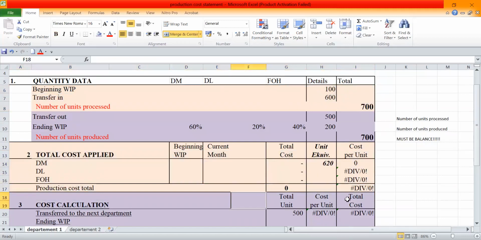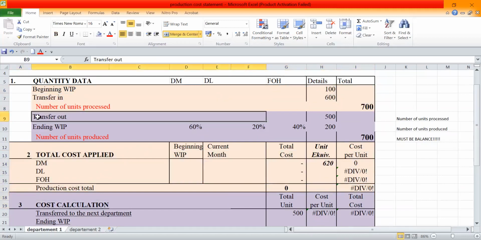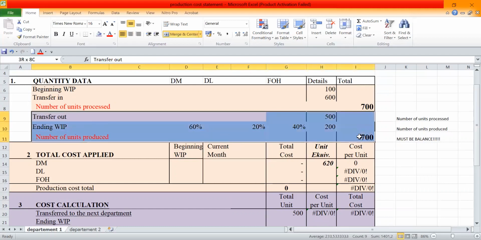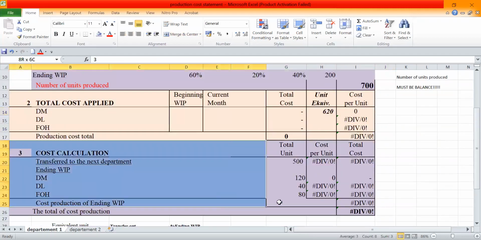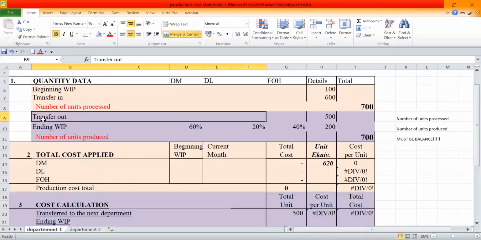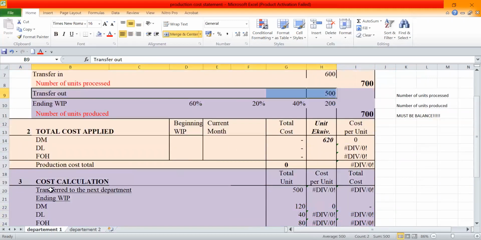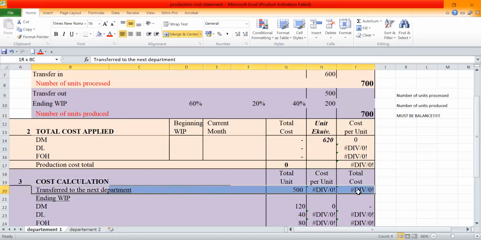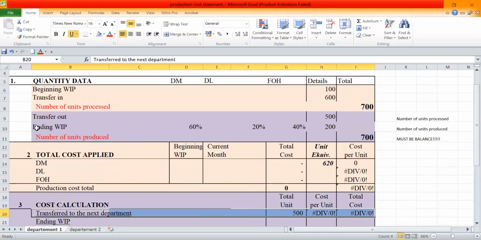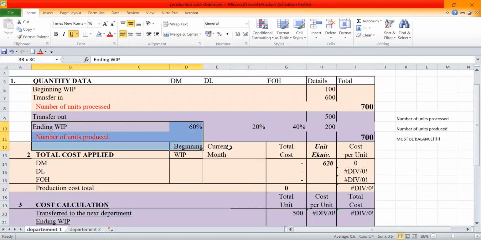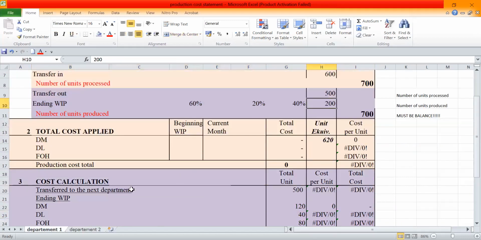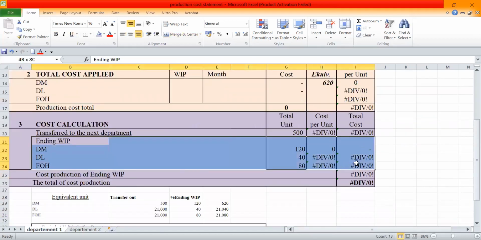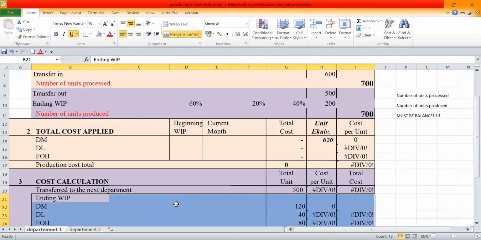And then the information about the rupiah or the dollar amount of the transfer out unit and ending work in process is located on the third part of the production cost statement. As you can see here, the transfer out unit is 500. This is the information of cost about it. And then also the ending work in process is 200 units in here, and this is the information of the rupiah or the dollar amount of the ending work in process.